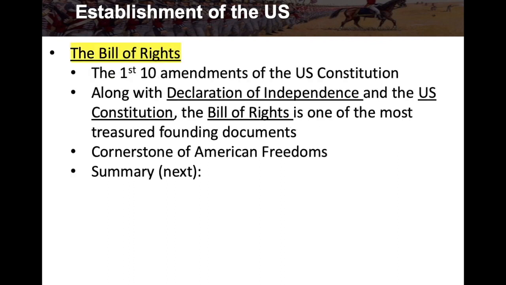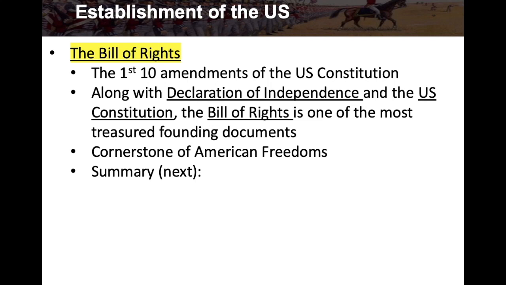Okay, just like I said in the previous slide, we're going to talk about the Bill of Rights. This is an important part because these are the first 10 amendments of the U.S. Constitution. You see on the first bullet point, the first 10 amendments of the U.S. Constitution are called the Bill of Rights.